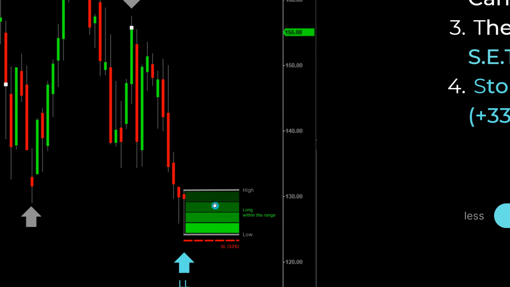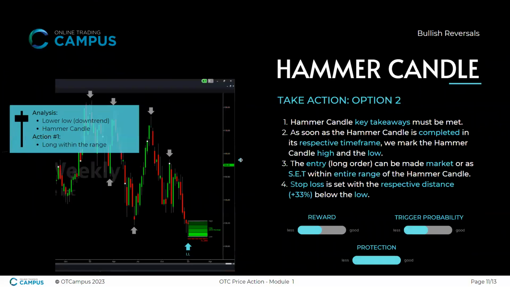It's not right or wrong. The options always depend on your trading strategy, your trade plan, and also on the risk-to-reward ratio that you need. The stop loss here is the same. The stop loss is set with a respective distance. Here, for example, the blueprint recommendation is 33% below the low. That is the same stop loss as option number 1. Here, the reward is like 50%. It is okay. Why? It is definitely better, right? Option 1 was less. It is definitely better than option 1 because we will get a better entry.